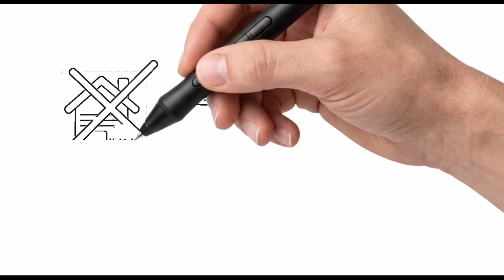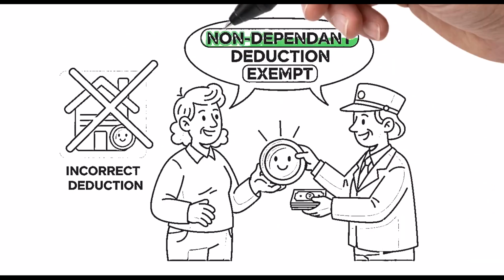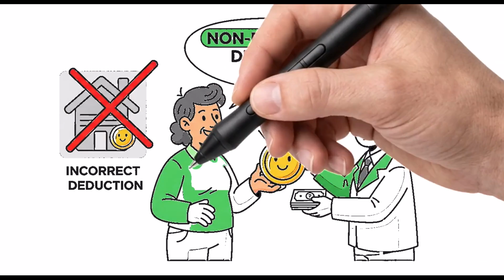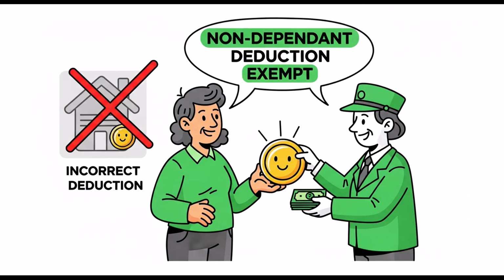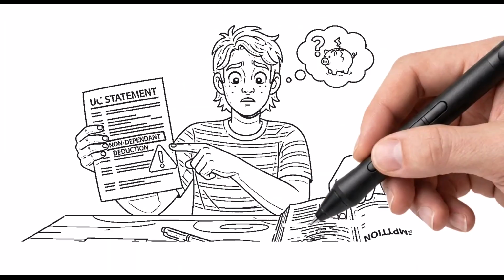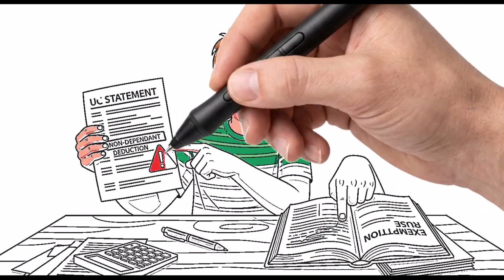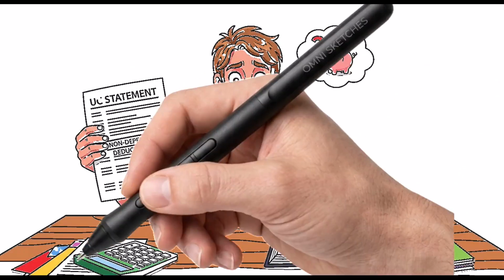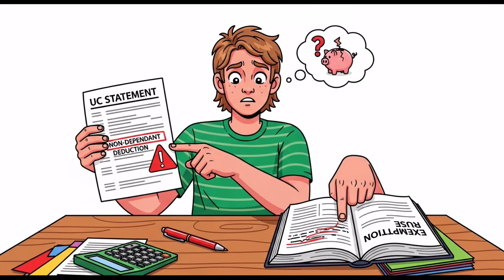It should not be applied if the non-dependent is receiving pension credit guarantee credit, which is a specific benefit that provides a full exemption from this deduction. It should not be applied if you, as the claimant, receive attendance allowance, disability living allowance care component, or personal independence payment daily living component.